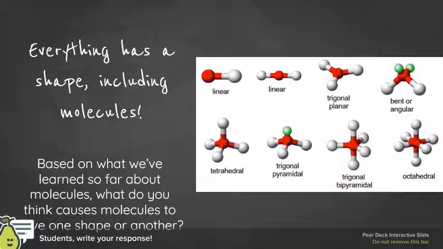So at this point in the lesson, I asked students to chime in on what they think would cause a molecule to be one shape or another. There's a lot of different responses to this during class. A lot of students pointed out that they think it had something to do with the electrons.